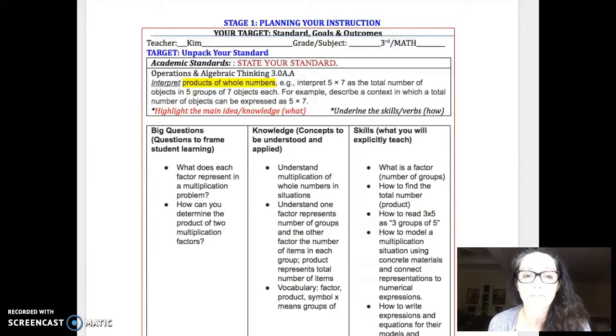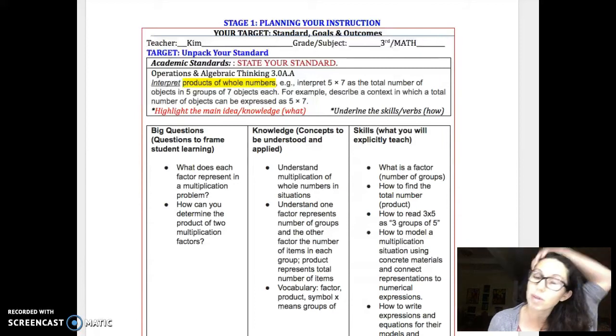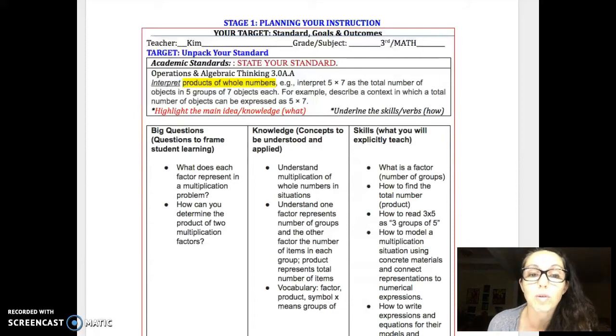emotional skills. I selected the standard for 3rd grade math, which is operations and algebraic thinking. The standard is to interpret products of whole numbers. And what I did here is I highlighted the main idea, the knowledge that I want my students to know, which is products of whole numbers. Then I underline the skills and the verbs. And it's the how. So they'll need to be able to interpret, which means they've demonstrated understanding and they can explain what a product is.